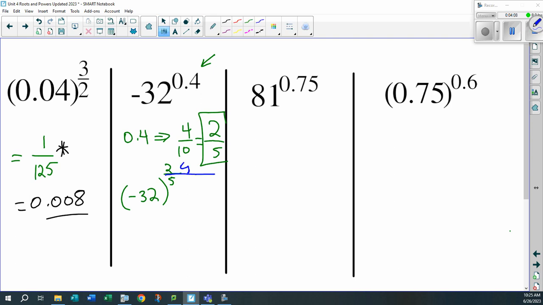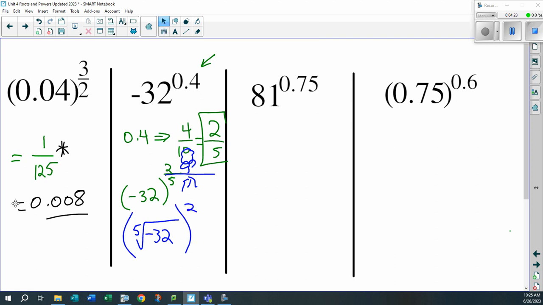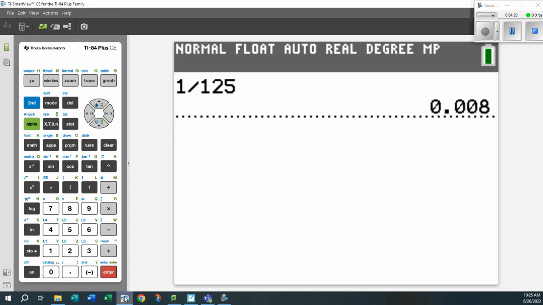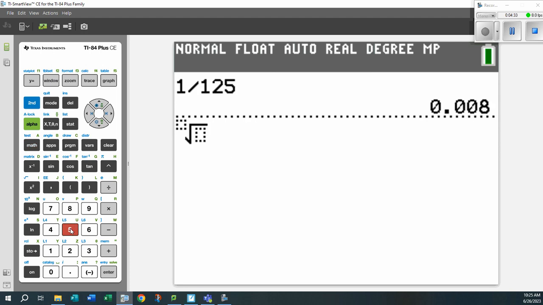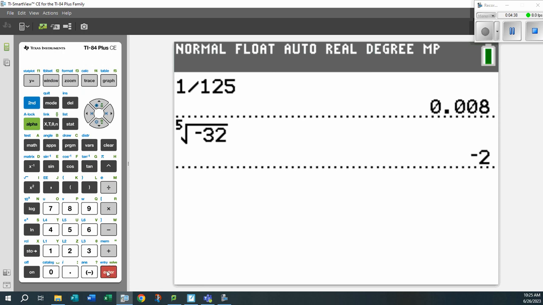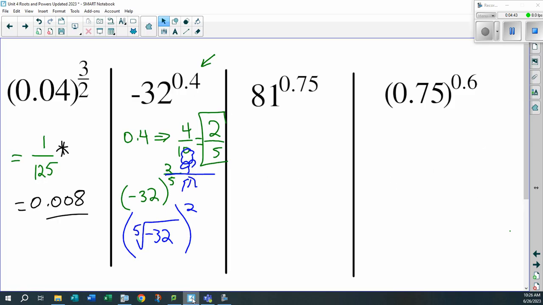There's your exponent, which is squared. There's your root. So this might mean you have to use your calculator. Well, if you have to use your calculator, then use your calculator. Who cares, right? So you want the 5th root of -32. I personally think it's probably going to be 2, but let's just figure this out. 5th root, remember, it's under math. 5th root is right here. 5th root of -32. Look at that. It's -2. Oh, I was sort of right. I said 2, but it's actually -2. So it's a good thing we checked.